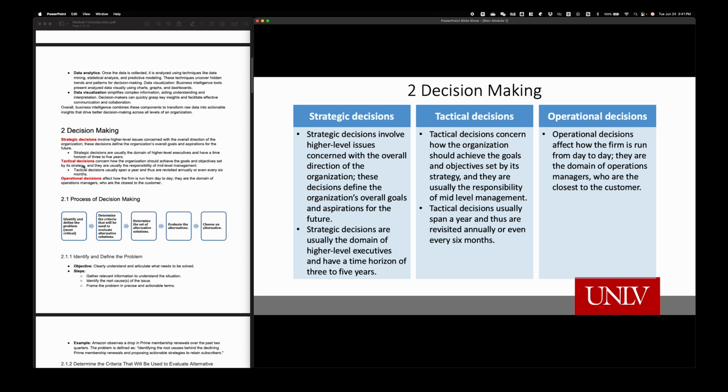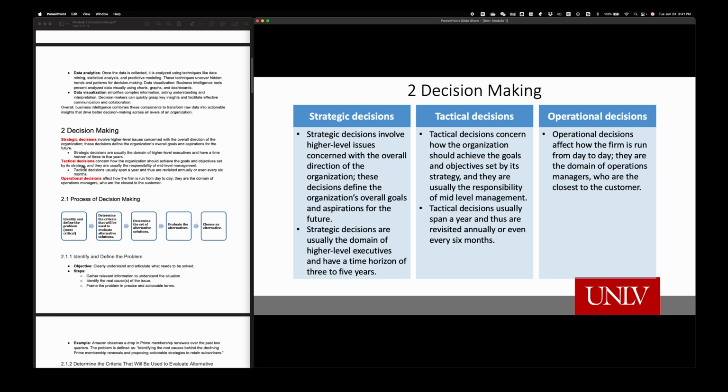Tactical decisions concern how the organization should achieve the goals and objectives set by its strategy, and they are usually the responsibility of mid-level management. Tactical decisions usually span a year and thus are revisited annually or even every 6 months. With the Amazon example, Amazon's regional manager developed a 1-year plan to improve Prime delivery speed in specific markets by opening new local distribution centers.